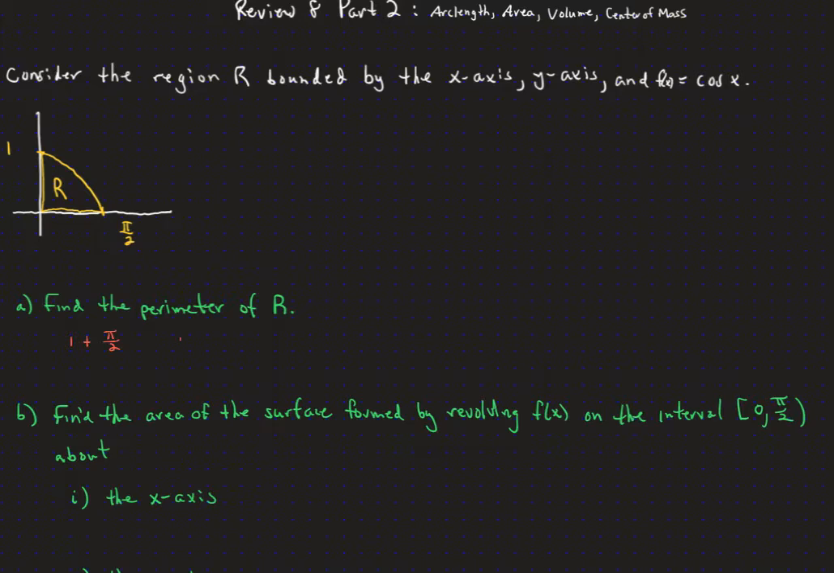So remember, our arc length is given by an integral from a to b of the square root of 1 plus f prime of x squared dx. So our derivative, f prime of x, is going to be negative sine x. So that's going to make our arc length be that integral from 0 to pi over 2 of the square root of 1 plus, and negative sine x quantity squared is going to be sine squared x, dx.